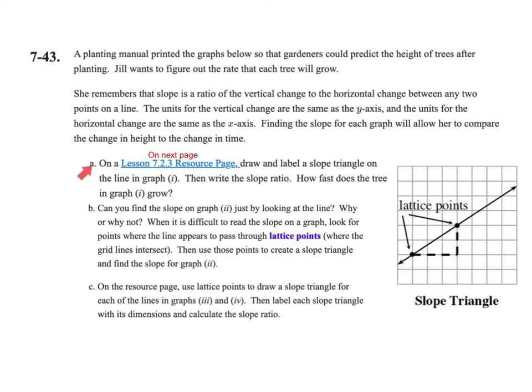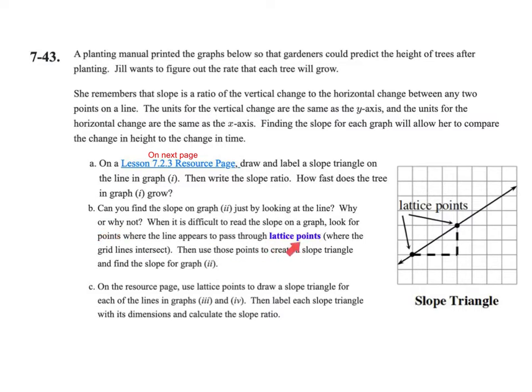Part A says this: on the 7.2.3 resource page, which is on the next page, draw and label a slope triangle on the line in graph 1. Write the slope ratio and decide how fast the tree in graph 1 grows. In part B it says, can you find the slope of graph 2 just by looking at the line, y or y not?